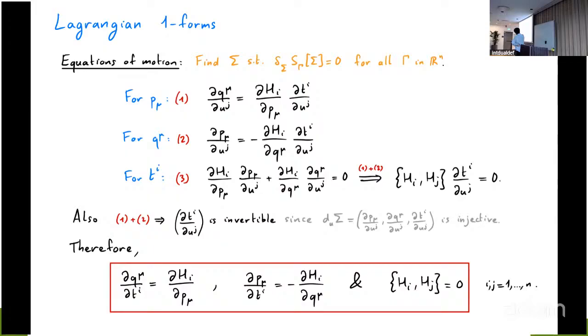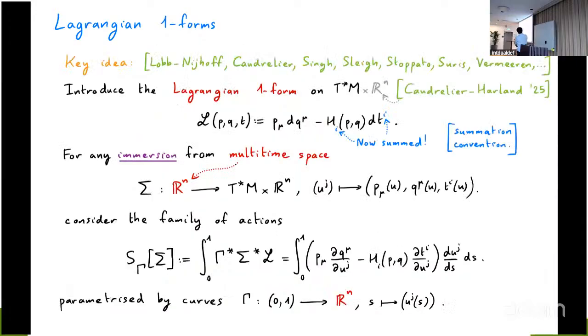In particular, if you plug the first two equations into this last one, you get precisely the Poisson bracket of h_i with h_j times this matrix, dt_i by du_j. So if we were able to invert this matrix, we would have the involution property. And it turns out that this is invertible because I should have said, I'm assuming this is an immersion, meaning that it's locally an embedding of R^n. So it's got an injective differential.